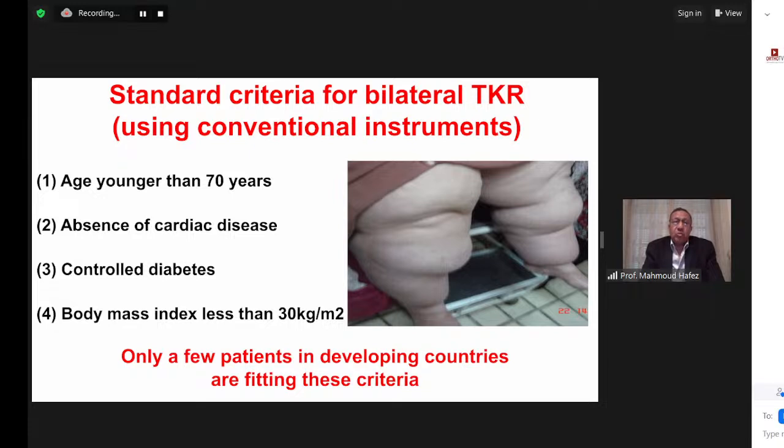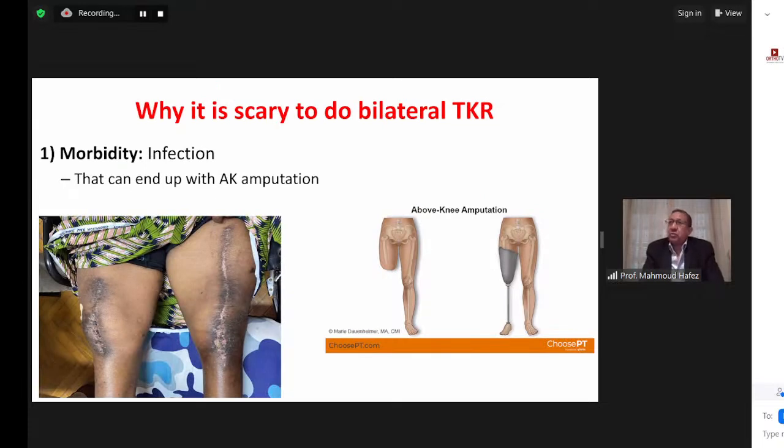Probably they walk indoors. And then there are the cardiac disease, diabetes, and the body mass index. This means that if these criteria are not fulfilled, you will hardly find a case that can fit a bilateral knee replacement with conventional techniques. So what will happen if you do a bilateral and you're not fulfilling the criteria or you have a problem? There are two problems that scare every surgeon from doing bilateral. One is infection, and the second is mortality.